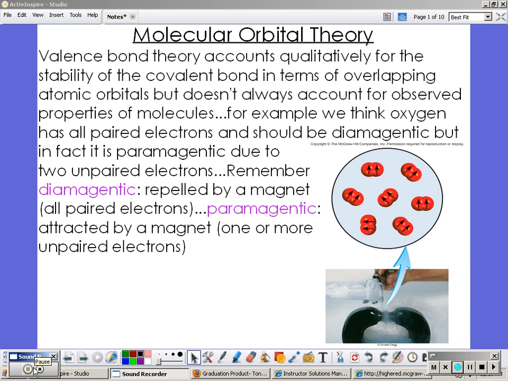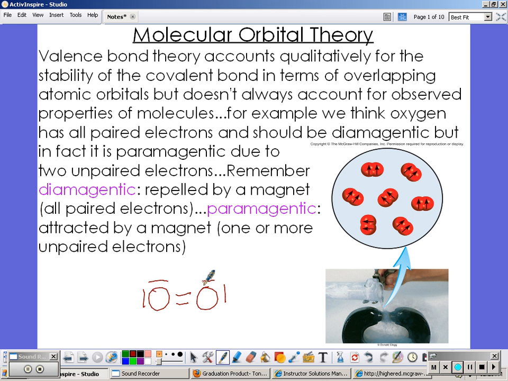Molecular orbital theory. The valence bond theory accounts qualitatively for the stability of a covalent bond in terms of overlapping atomic orbitals or hybrid orbitals, but it does not account for the observed properties of many molecules. For example, when we draw the Lewis diagram for oxygen, we draw a double bond and 4 sets of lone pairs, so all of our electrons are paired. So it should be diamagnetic, but in fact it's paramagnetic.